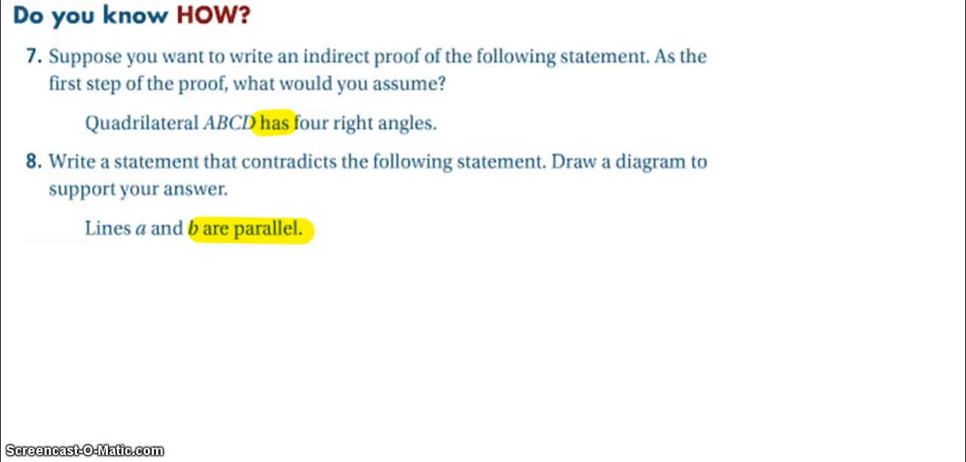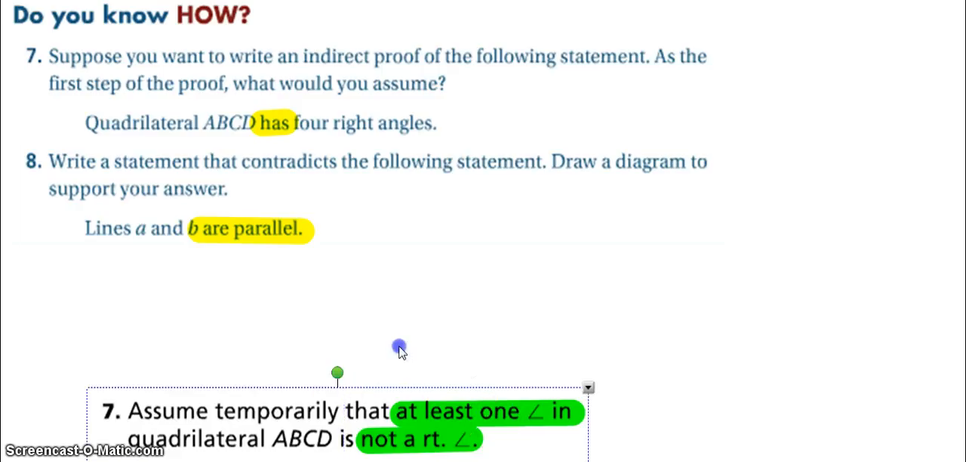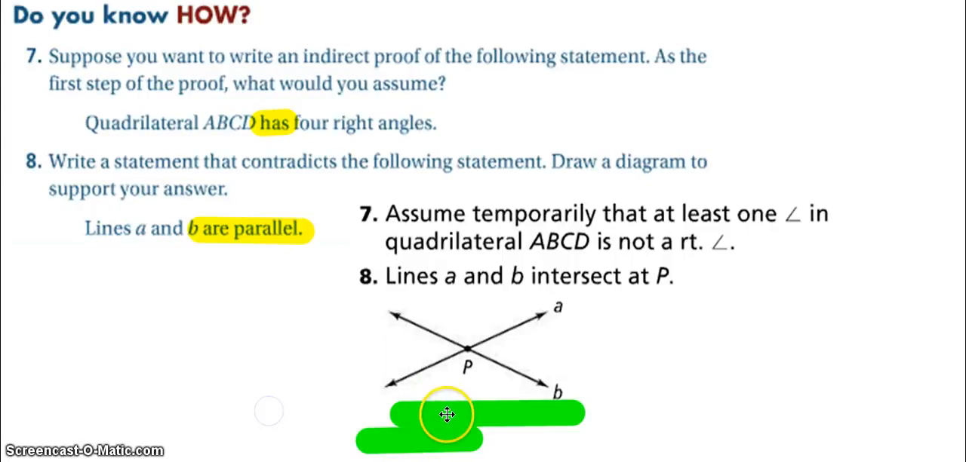So in 7, we're looking for the first step of our proof that quadrilateral ABCD has 4 right angles. So we want to assume the negation of that. So instead of having 4 right angles, if we want to say it does not have 4 right angles, we can say something like at least one angle in the quadrilateral is not a right angle. To contradict that A and B are parallel would mean that A and B are not parallel, which means that not parallel lines always have a point of intersection. So it wanted us to draw a diagram to show this. So we can draw a diagram something just like that.